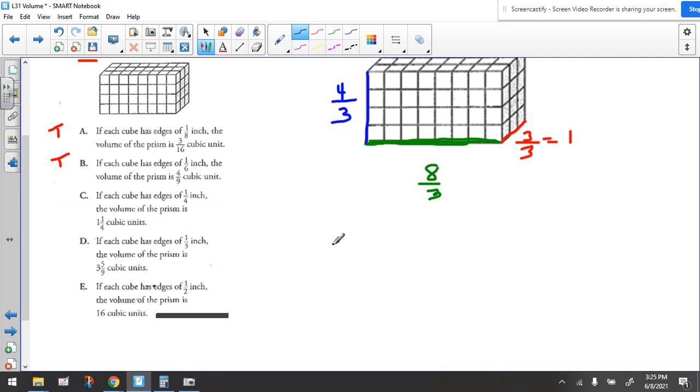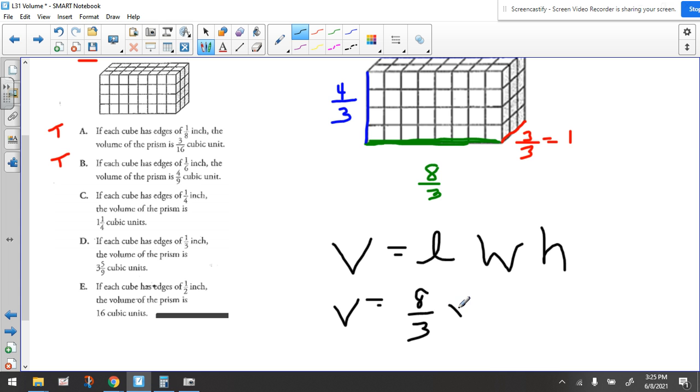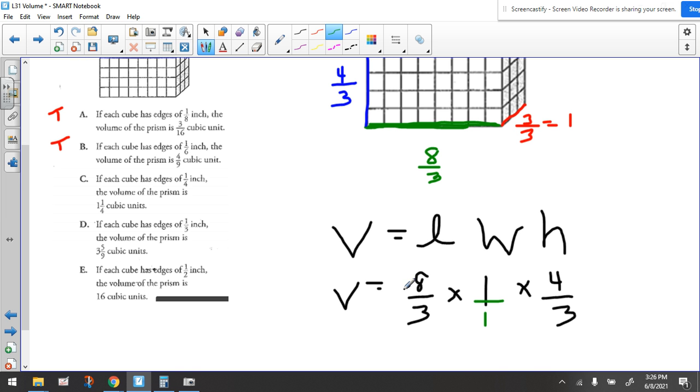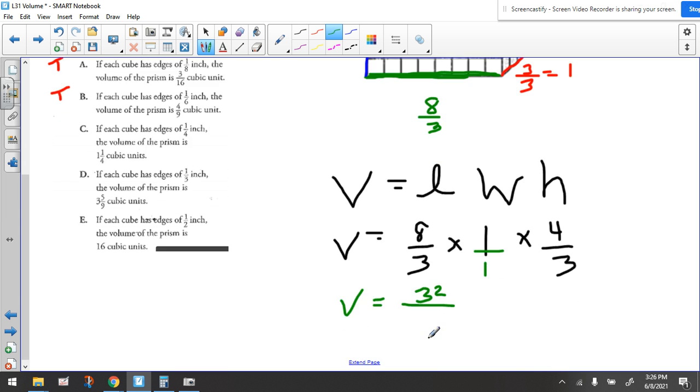Let's put all the numbers in the formula. Volume equals length times width times height. Volume equals, we'll use this as the length and we'll leave it as an improper fraction, 8/3, times, this is the width, we'll use the simplified version of that, 1, times 4/3 as the height. Now, if you want to, you can stick a 1 underneath this if it helps to keep things a little tidy. We don't really have any reducing opportunities, so we're going to go across. What's 8 times 1 times 4? Hopefully you're getting 32. 3 times 1 times 3 would be 9.